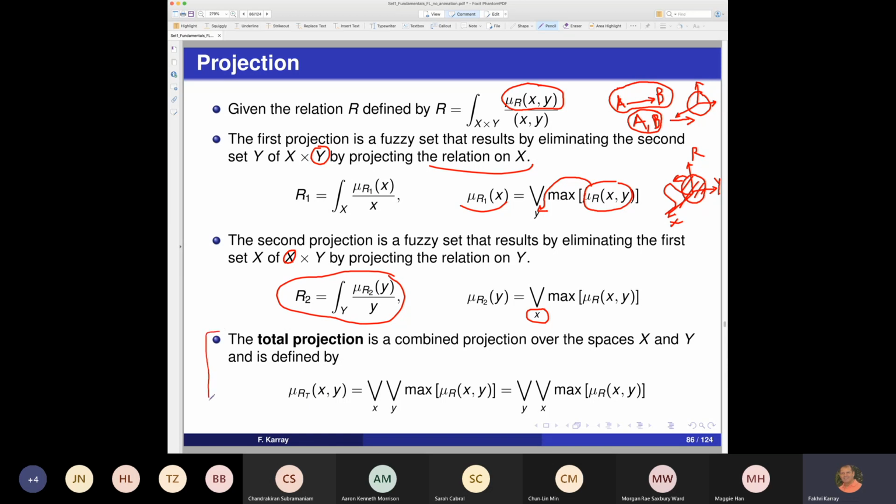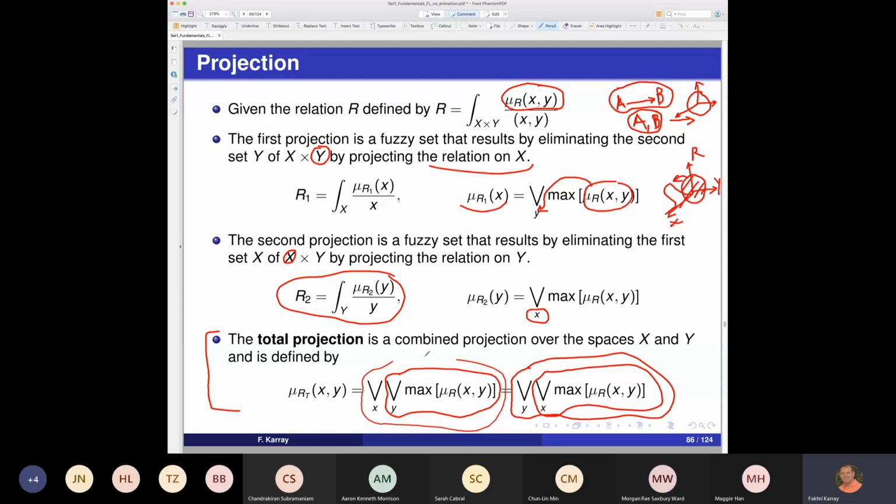And then the total projection is given by the first projection and then applying the second projection onto x and onto y. It's commutative as well: the second projection and then the first projection. Once we obtain the maximum onto y here, then we take the maximum over all the values of y. The same thing here: we take the maximum over y to give us onto x, and then we take the maximum over all x's, and it gives us what is known as the total projection. We are going to utilize this particular type of relationship representation in a short while.